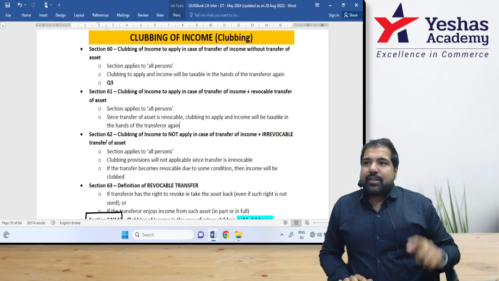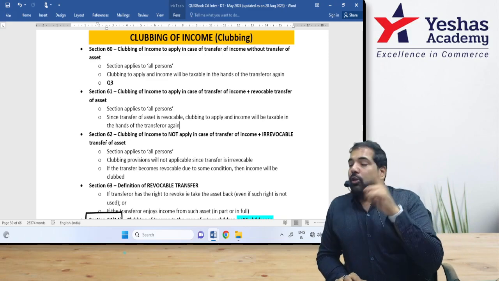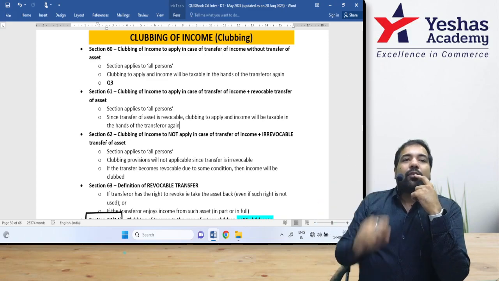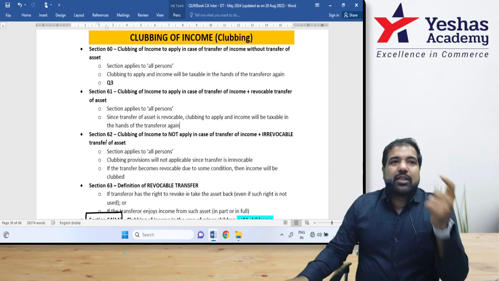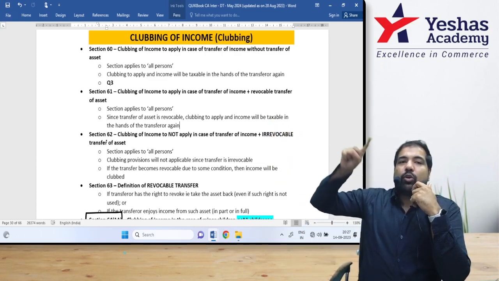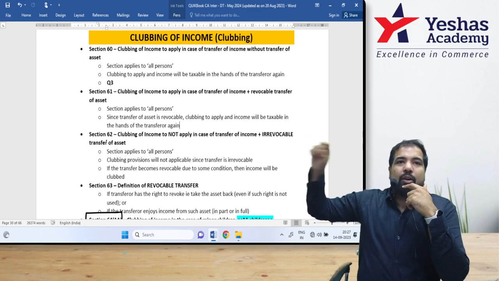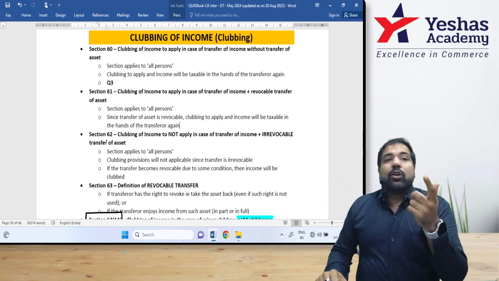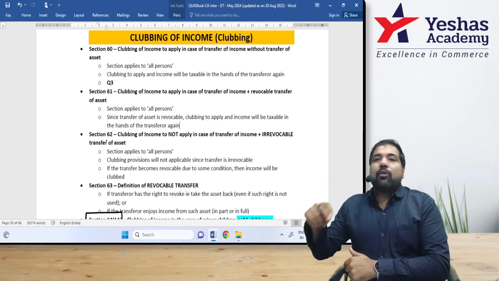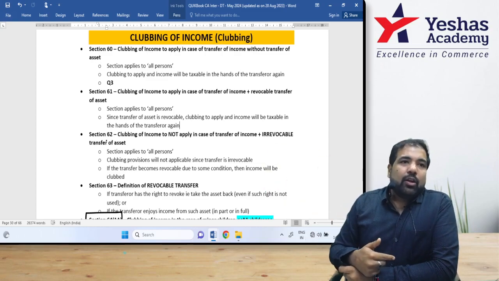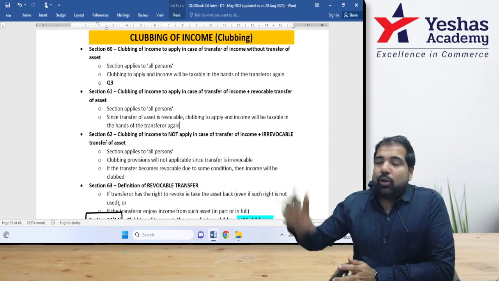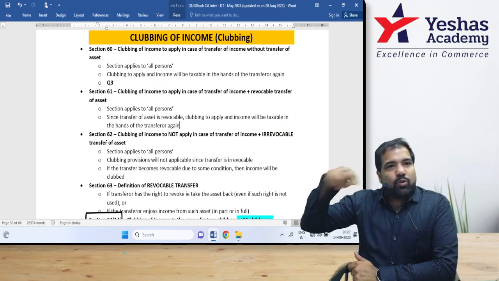Second, section 61, guys. In that, you're also transferring the asset, but what kind of transfer? Revocable, which means a fake transfer, where you have the power to revoke. Remember the shortcut RB. Where you have the power to revoke, or you have the power to enjoy the benefit. Power to revoke means do I have the power to take it back? Do I have to exercise that power? No, guys. Nuclear button you don't have to press. You know it's nuclear power.